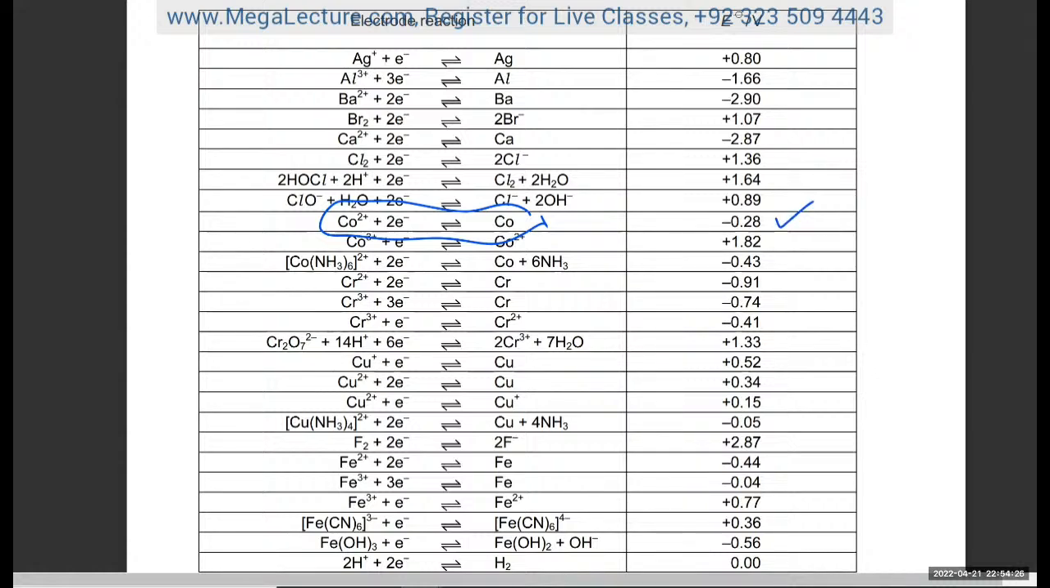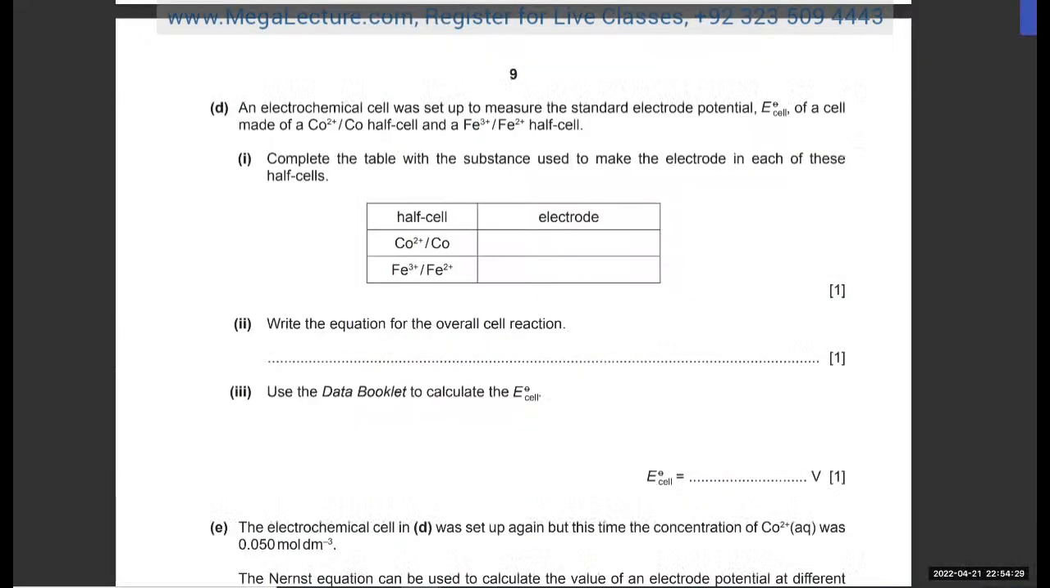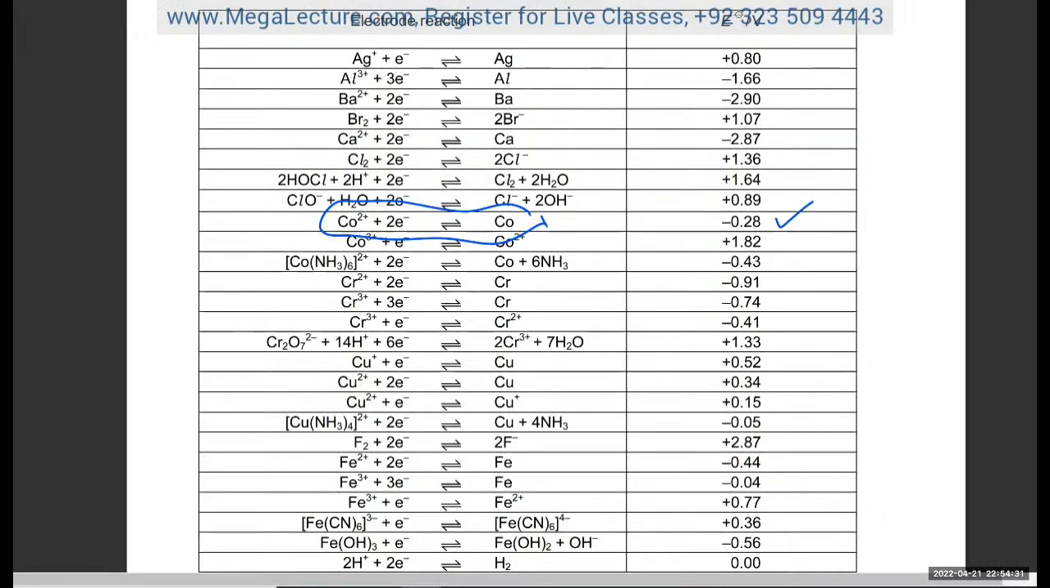That's minus 0.28. The other one is Fe3+ / Fe2+. That's 0.77. So the higher potential gains electrons. So this is going to gain electrons. The other one is going to lose electrons. So that is what's going to happen.